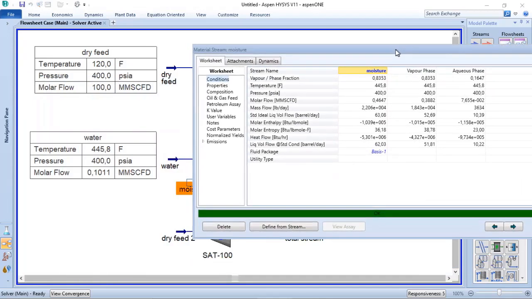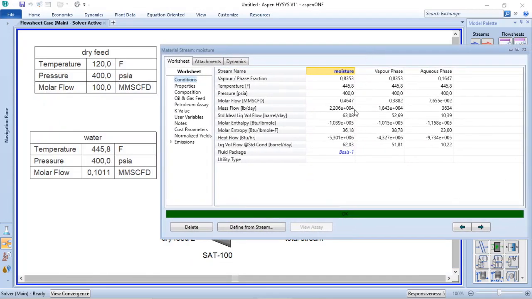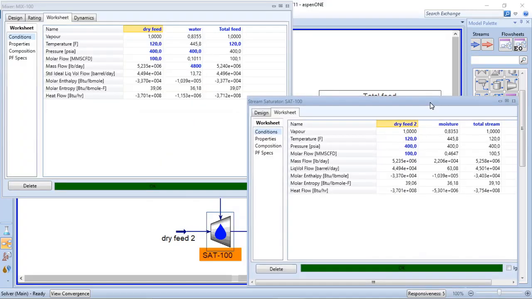You can see that it is very similar to the one that Karim used in his process simulation. We have the same pressure, the same temperature. However, the molar flow and also the mass flow are not the same. And we'll verify that.